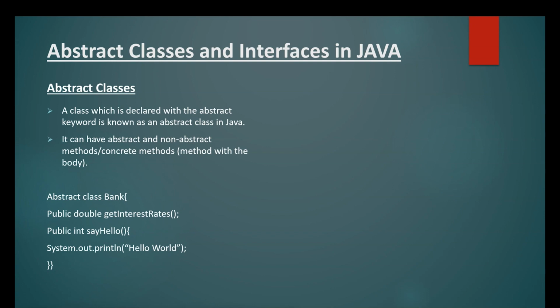Okay. Now, there is another method in the abstract class that is called say hello, which is just printing hello world. Okay. So from here you can see we can write abstract methods, also the concrete methods in the abstract class. Now let's move to the interfaces in Java.